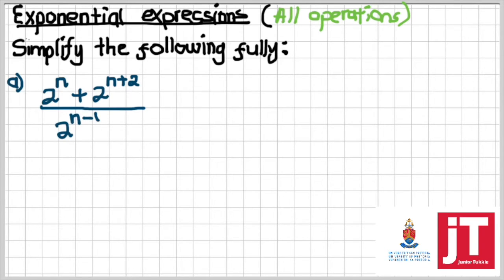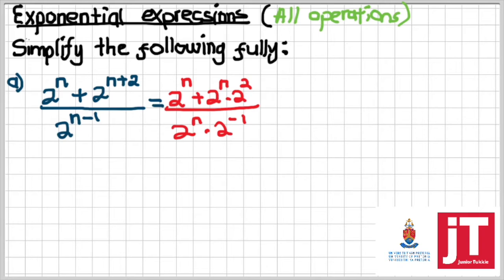We're given 2 to the power n plus 2 to the power n plus 2 over 2 to the power n minus 1. The first step towards simplifying that expression will require us to split all the terms where possible. So if we do that correctly, in our numerator we're going to get 2 to the power n plus 2 to the power n times 2 to the power 2, making up our numerator. Our denominator can be split into 2 to the power n times 2 to the power negative 1.